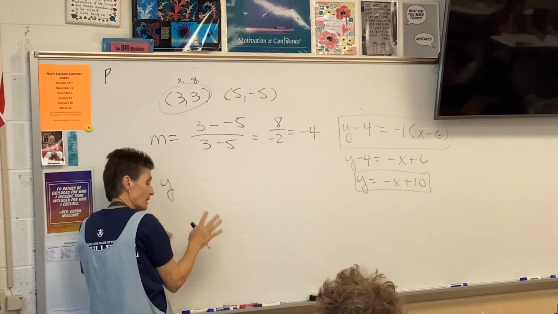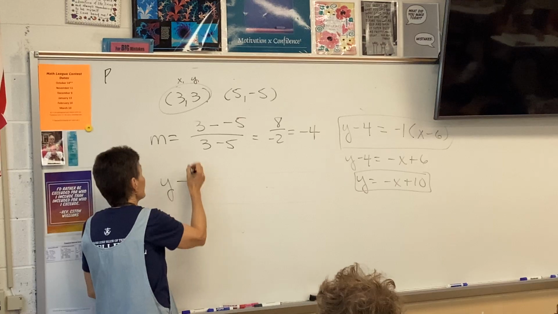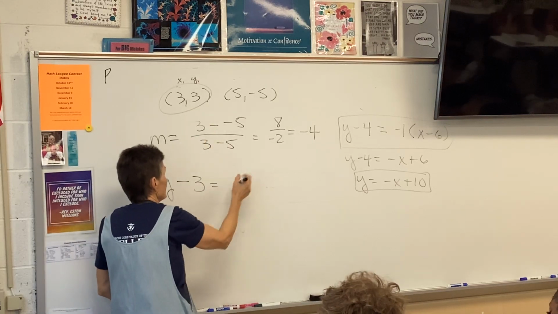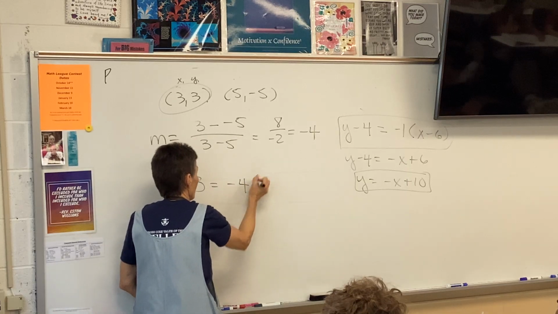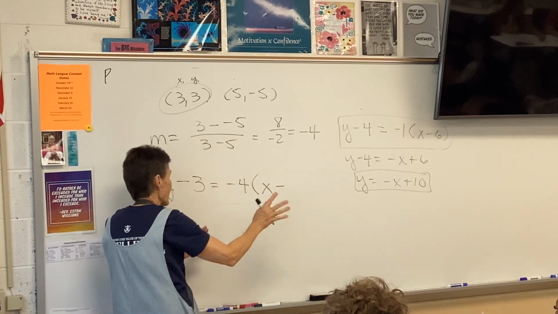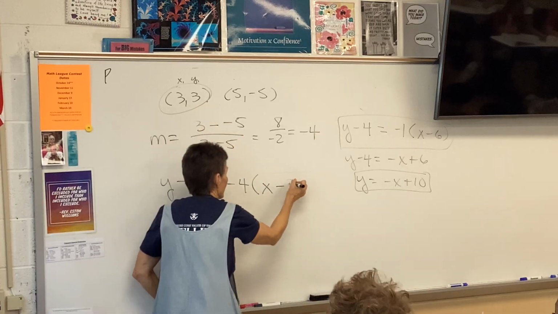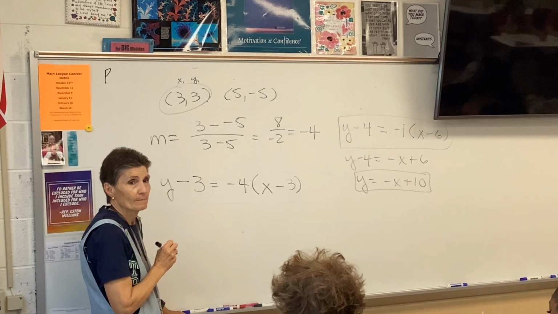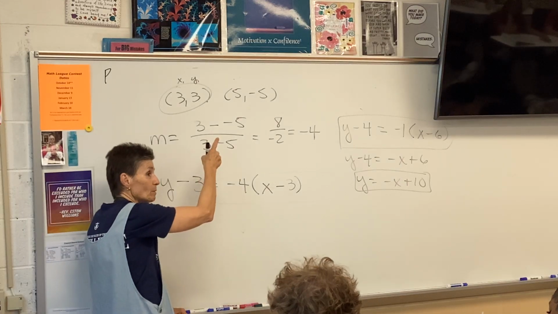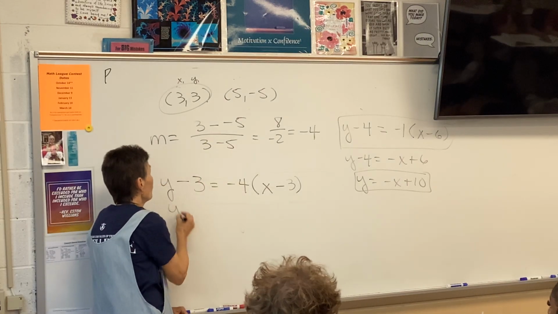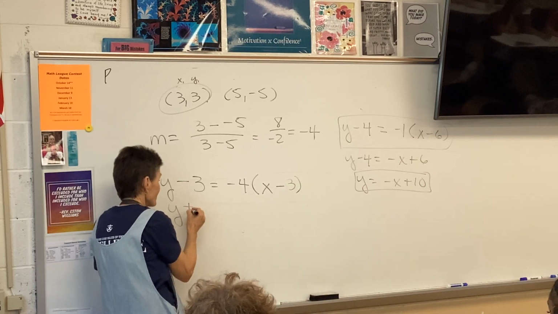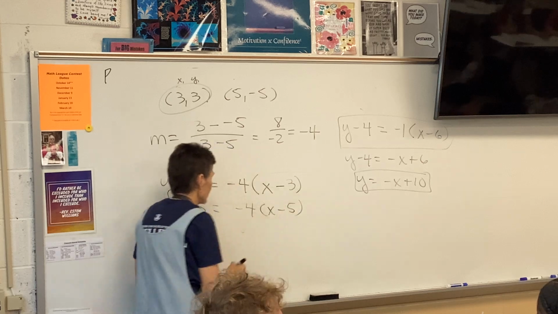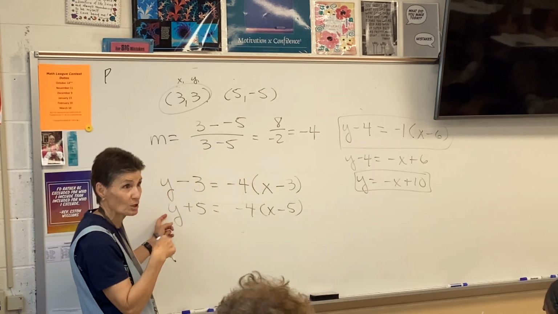Take y, just the letter y, minus that y equals negative 4 times x, just x, minus that x. If you use that point, which would be perfectly okay, y plus 5 equals negative 4x minus 5. Does that make sense to everybody? That would be another option.